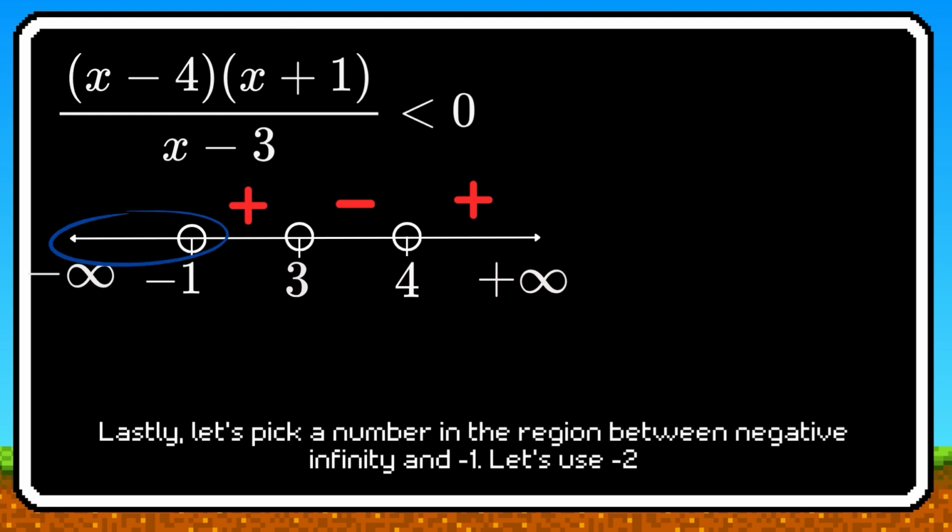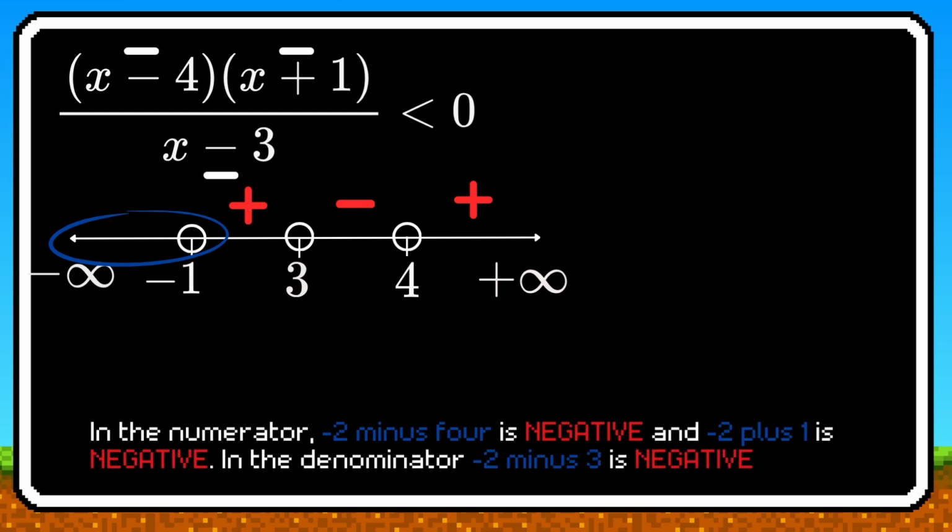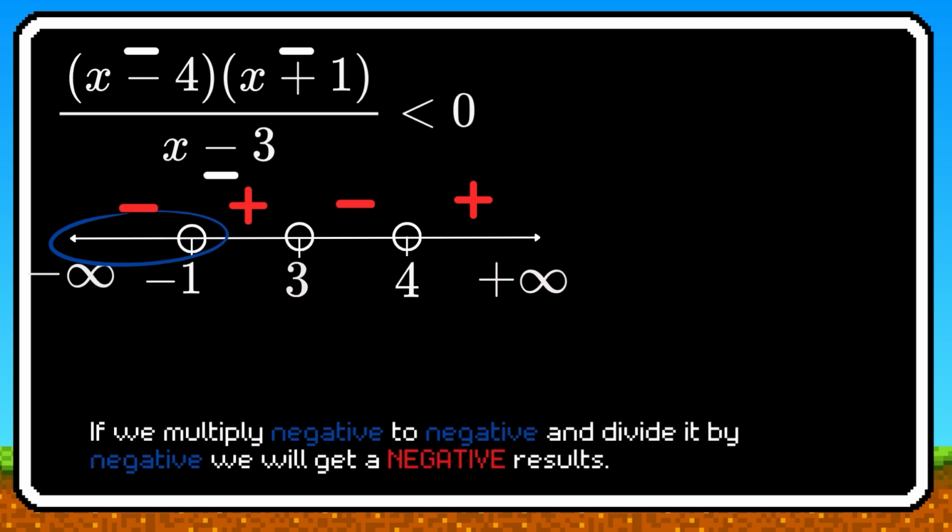Lastly, let's pick a number in the region between negative infinity and negative 1. Let's use negative 2. In the numerator, negative 2 minus 4 is negative, and negative 2 plus 1 is negative. In the denominator, negative 2 minus 3 is negative. If we multiply a negative by a negative and divide by a negative, we will get a negative result.